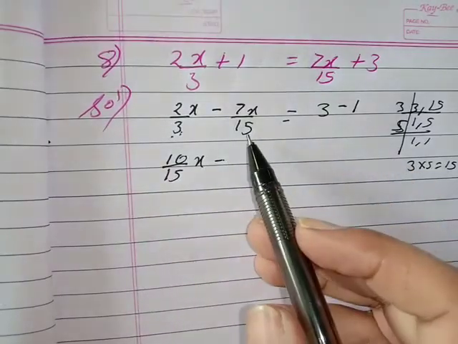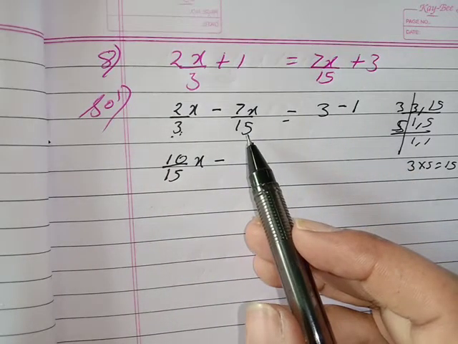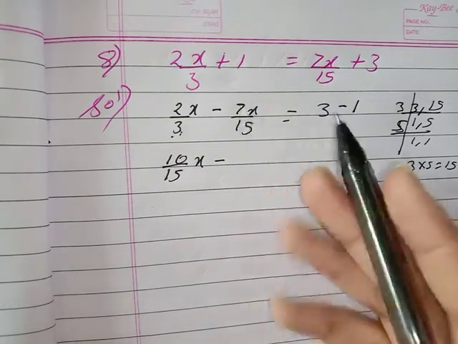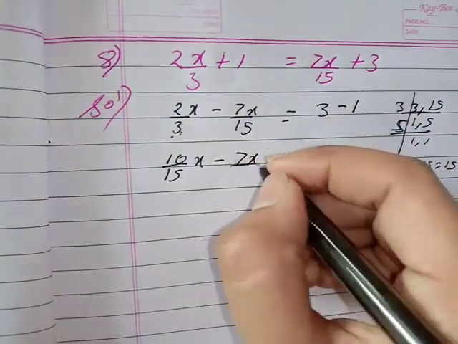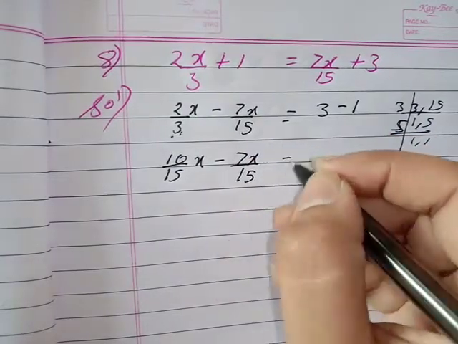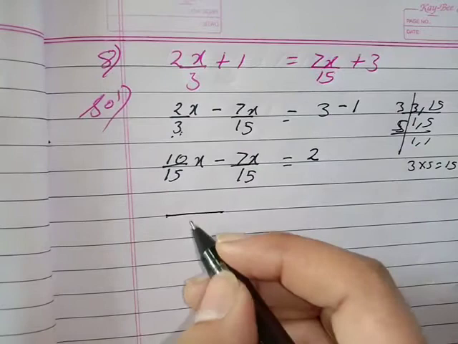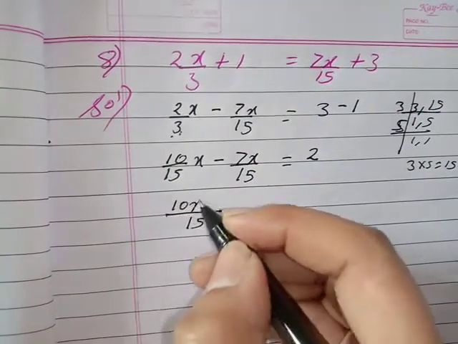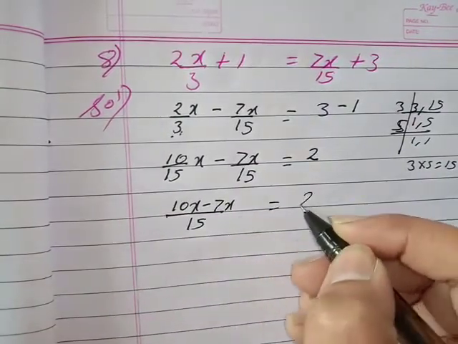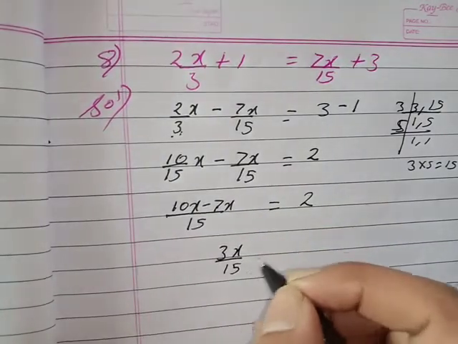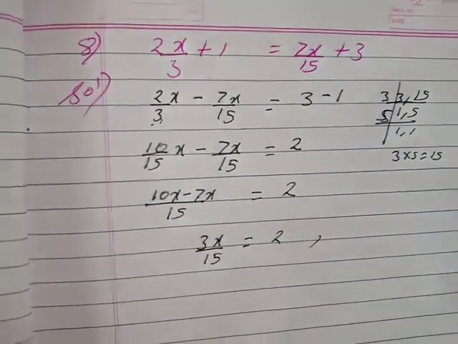And x, here the denominator is already 15, so we will multiply it by 1. So 7 into 1 is 7x, and 15 into 1 is 15. 3 minus 1 is 2. Now we'll take 15 as LCM. So remaining 10x minus 7x equals 2. 10 minus 7 is 3x upon 15 equals 2.